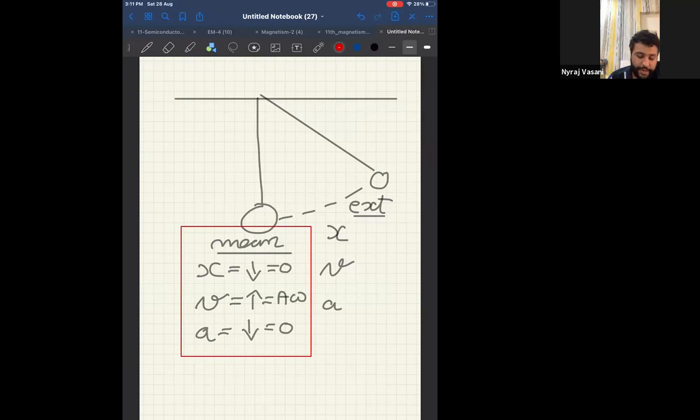Now, coming to extreme position, displacement at extreme position is maximum, which is A, actually plus or minus, but I'm ignoring the signs now. Velocity at extreme position is minimum, which is 0. And acceleration at extreme position is maximum, which is A omega square. Therefore, this is my next answer.